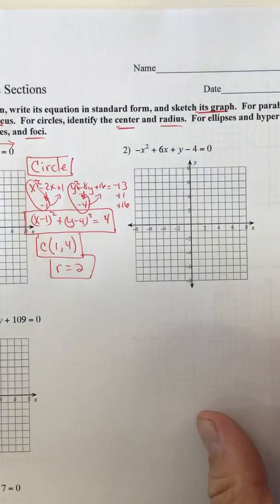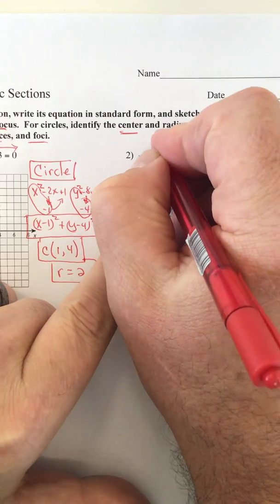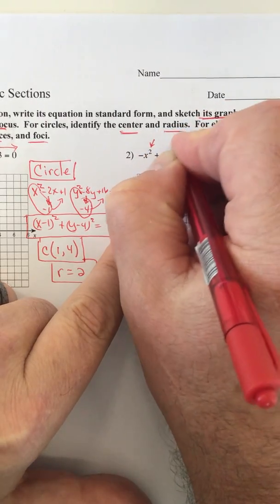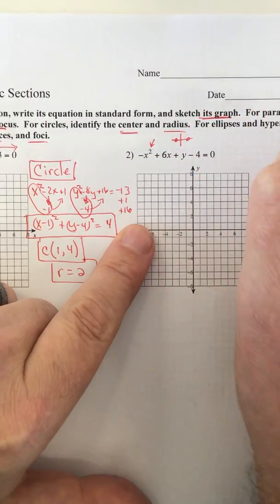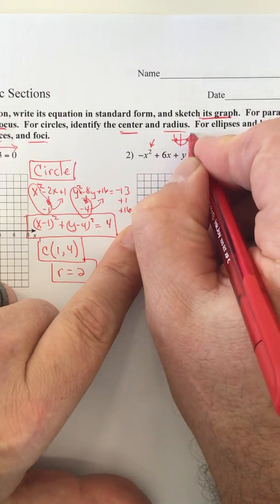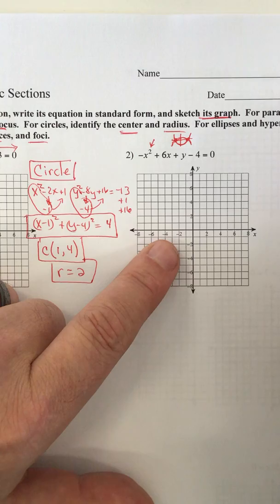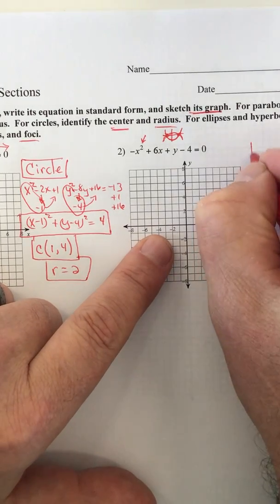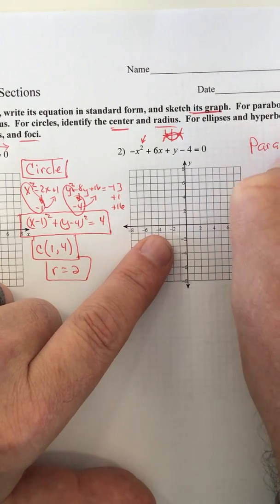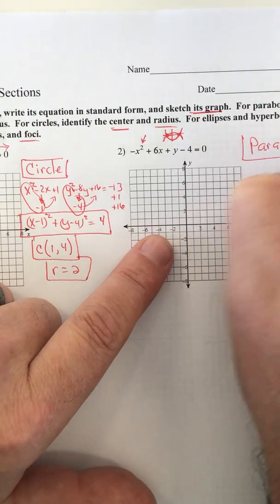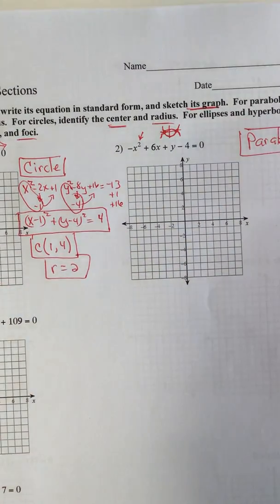Okay, number 2. What kind is number 2? Look, we only have an x squared. That means in my mind, I know it's only going to cross the x-axis something like this. It's either up or down, depending on what is happening here. This is a parabola. That's what it means by classify.